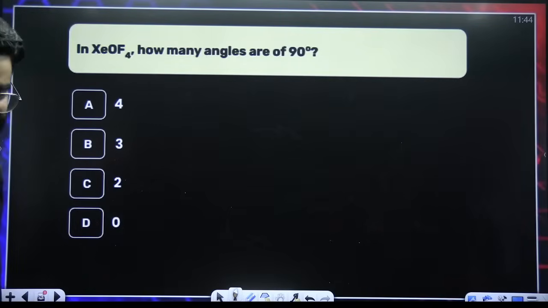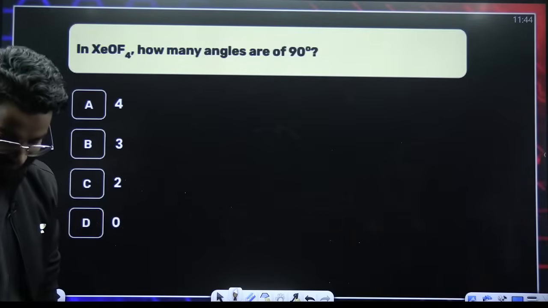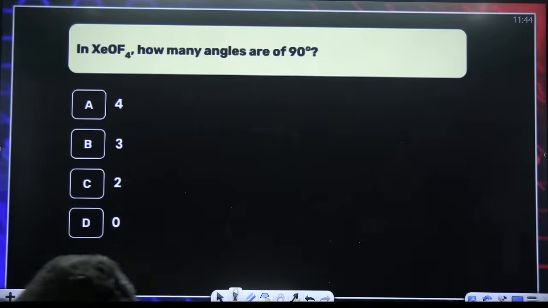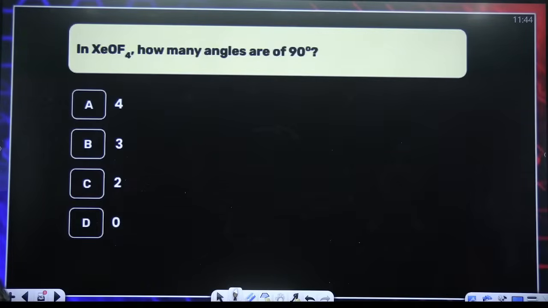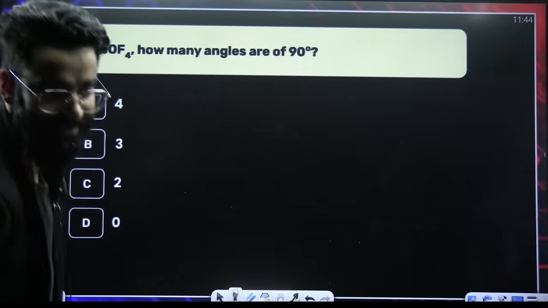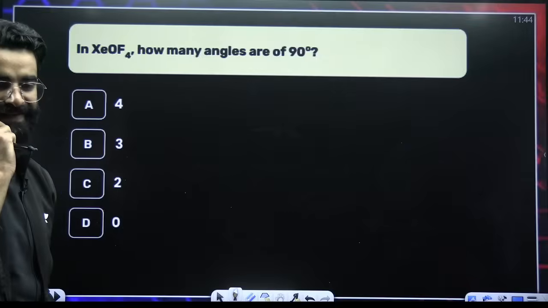Okay, this question is tricky. Can you let me know the answer of this one? Give it a try. Let me see what you think about this one. Quick. Quickly. What do you think?